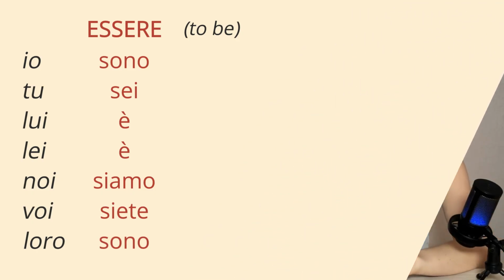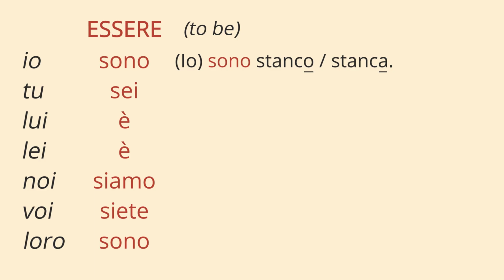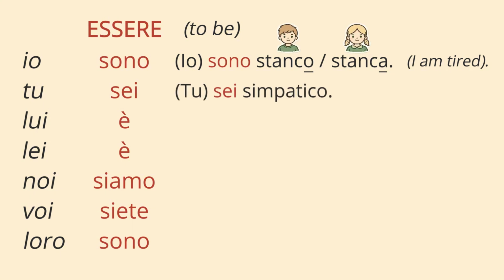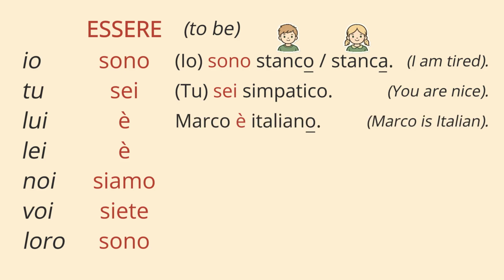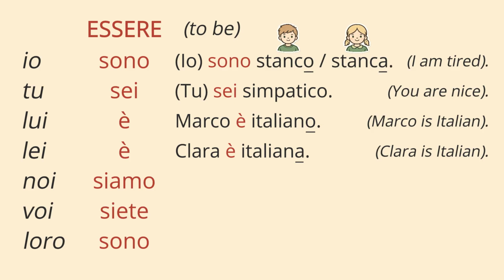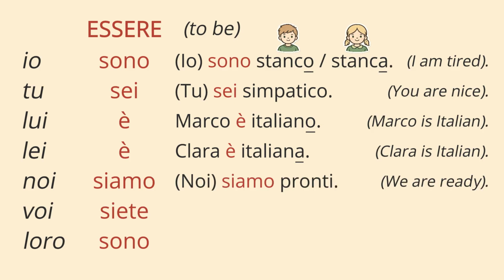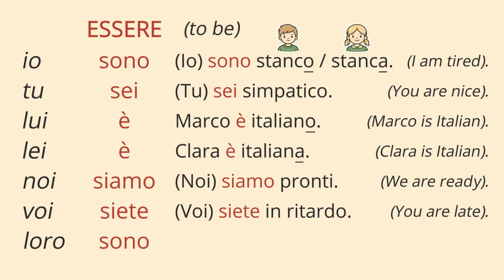Let's study these examples. Io sono stanco or io sono stanca. Notice that the ending depends on male or female gender. Tu sei simpatico. Marco è italiano. Clara è italiana. Noi siamo pronti. Voi siete in ritardo. Loro sono felici.